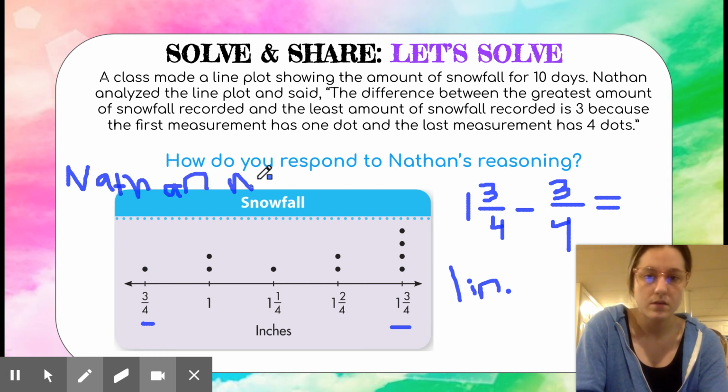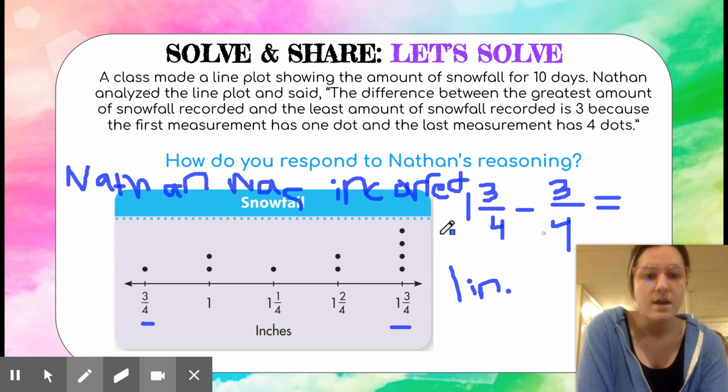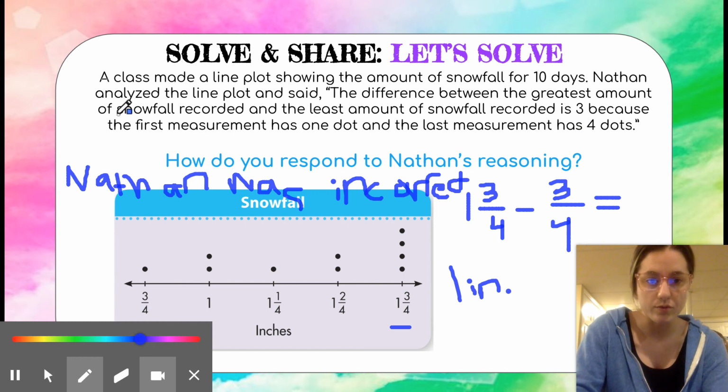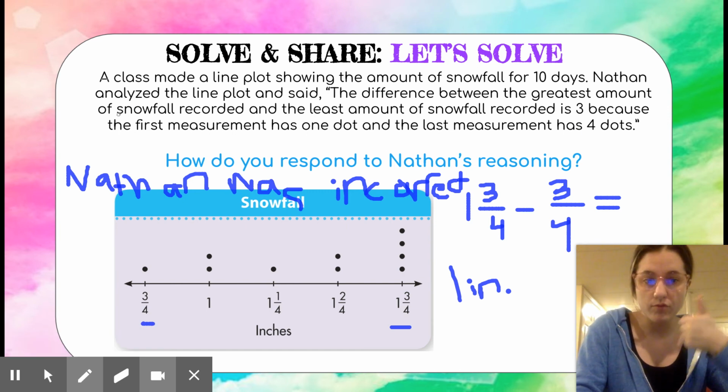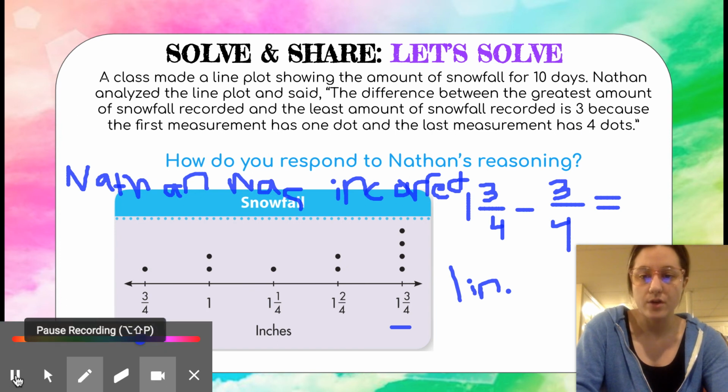was incorrect. And I would go on to say Nathan was incorrect because he counted the dots instead of the snowfall in inches. And this is how I would solve it. So you're not just saying if he was wrong or right, you're saying if he was wrong or right, why, and then what is the real answer.